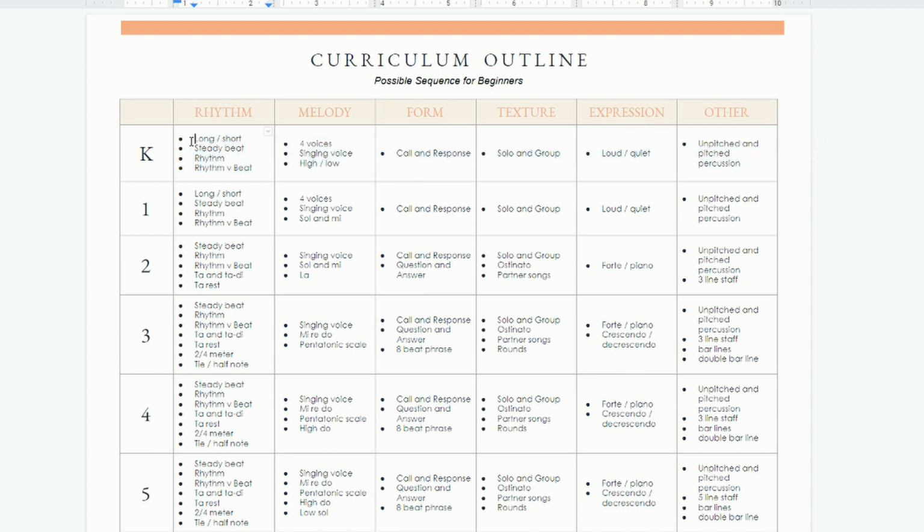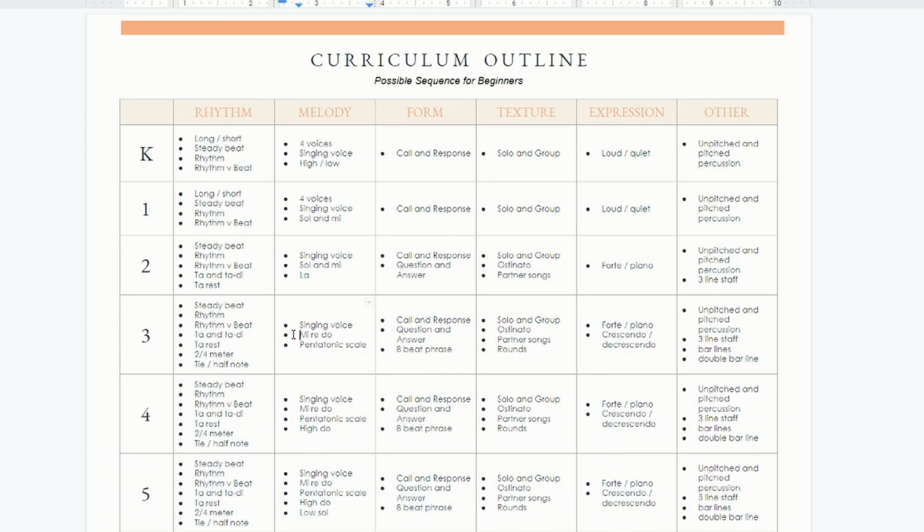In 1st grade, I am keeping this sequence almost exactly the same as kindergarten. I am just adding on one more idea, and that is so and mi. You'll also notice that I took out high and low, and that's because I expect that to be covered within the so and mi context. In 2nd grade, I am keeping, again, about the same sequence of concepts and adding on a few more here in the rhythm section and la for melody. I am also adding in question and answer, ostinato, and partner songs. And because we are moving on to la, I have added a 3-line staff.